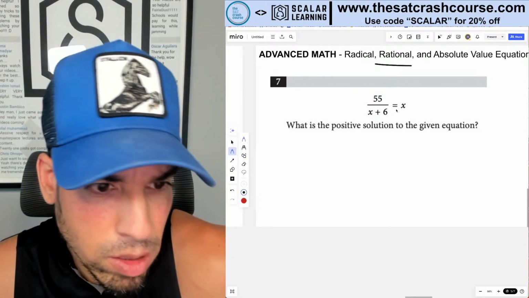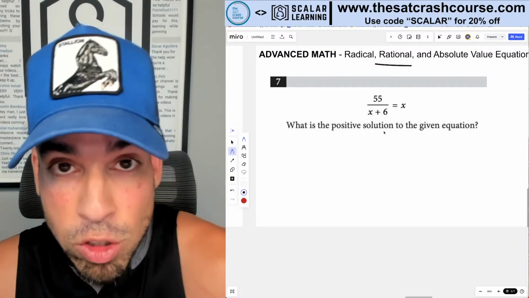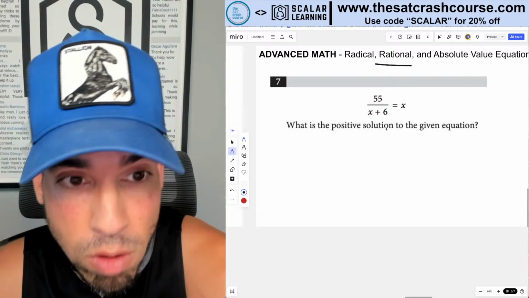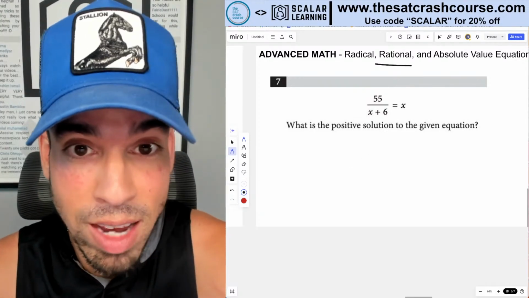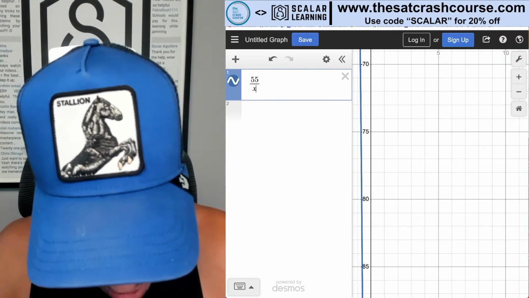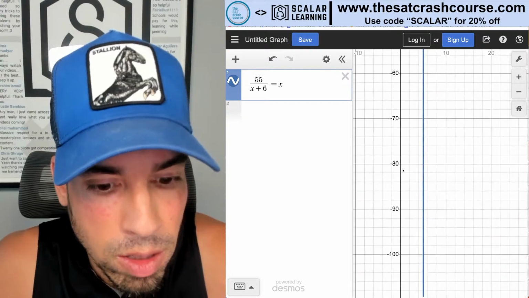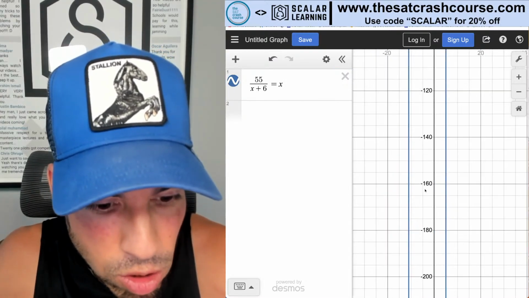So how would we solve this? You know, a lot of ways, right? We could multiply the denominator over, turn it into a quadratic, set it equal to 0, solve. What about using Desmos? I would say Desmos is great here. So check this out. We got a nice equation. 55 over x plus 6 is equal to x.